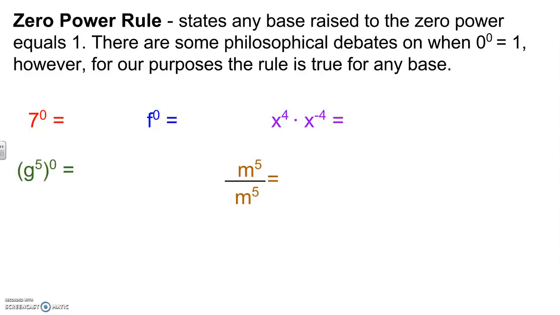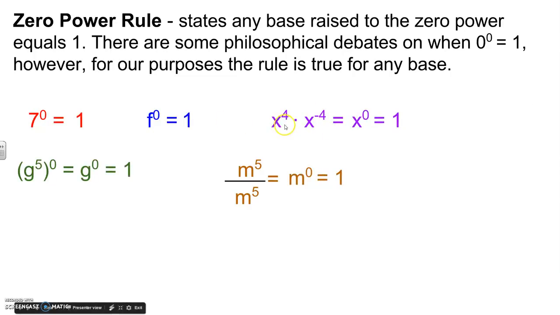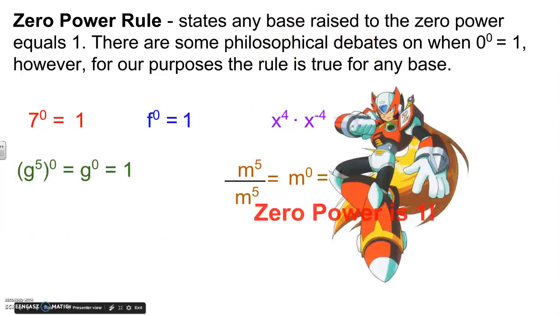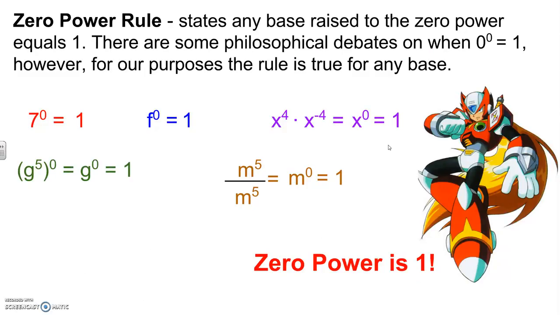The zero power rule states that any base raised to the zero power equals 1. There's some philosophical debate on whether 0 to the 0 is 1. However, for our purposes, we're just going to hold this to be true. We see here that any individual number or variable to the 0 power is 1. But then we can also apply our rules. Negative 4 and 4 equal 0 using the product rule, so x to the 0 is 1. Using the power rule, 0 times 5 is 0, so g to the 0 is 1. Using the quotient rule, 5 minus 5 is 0, so m to the 0 is 1. Zero power is 1.